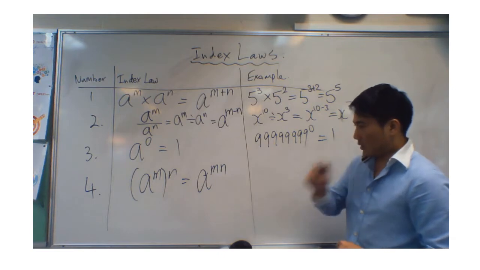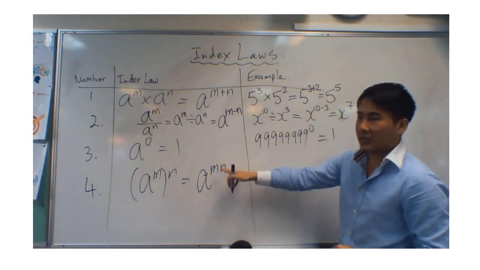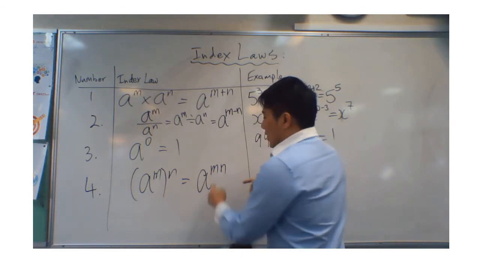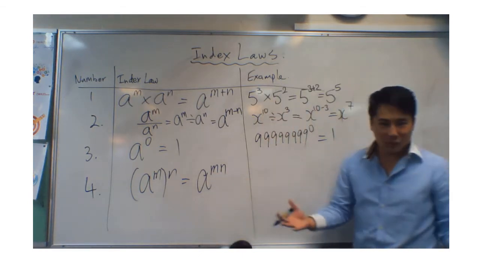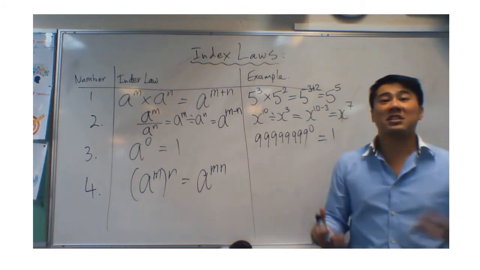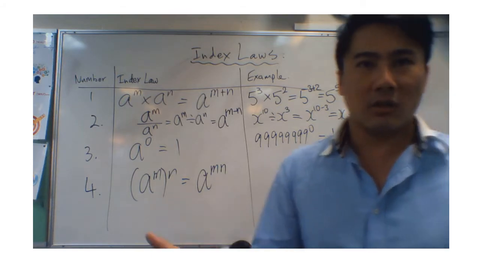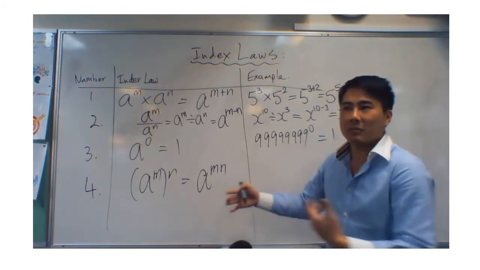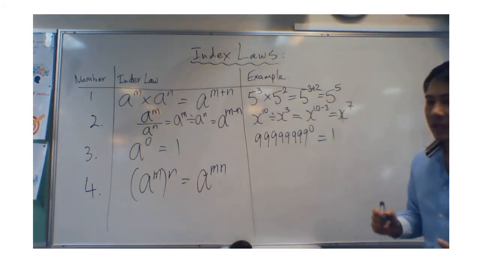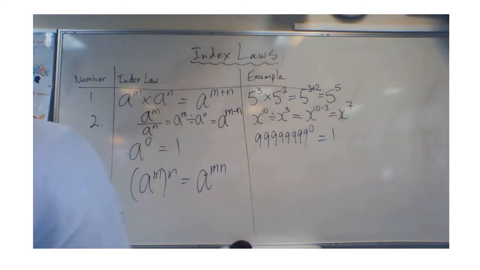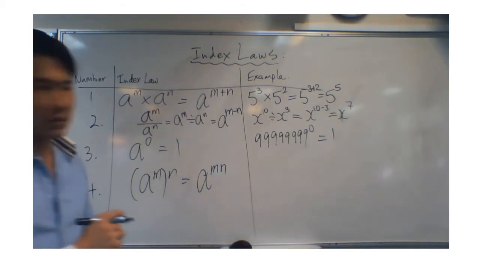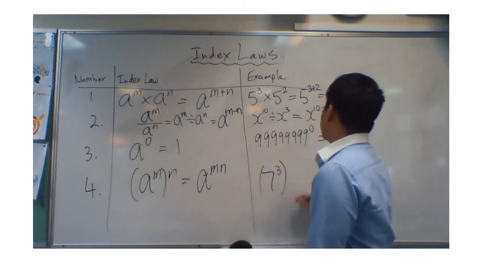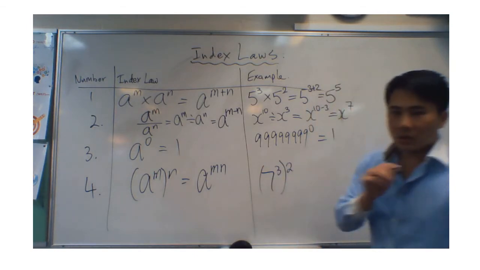Mn, please don't make the mistake. Mn doesn't mean m plus n. Mn means m times n. As I said many times, mathematicians are lazy. If we don't have to write something, we don't write it. Mn means m times n. Okay? So let's do an example. So if we have 7 to the power of 3, and then I raise it to the power of 2, what does that equal to?